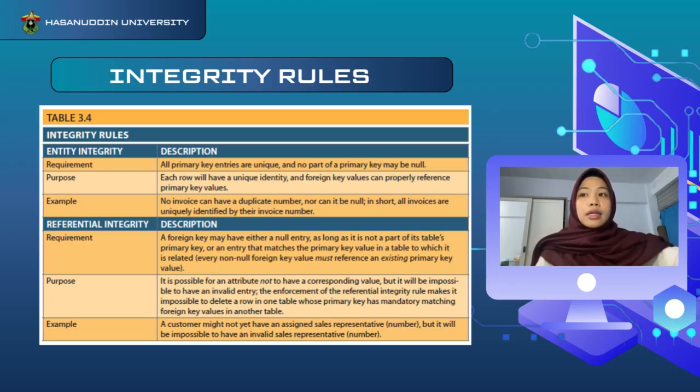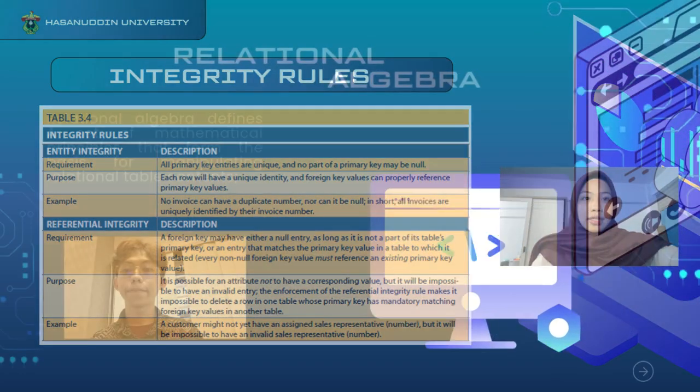For example, a customer may not have an assigned sales representative, which is valid, but if a representative number is given, it must exist in the related table. These integrity rules are crucial because they maintain the accuracy, reliability, and proper relationships of data in the databases.